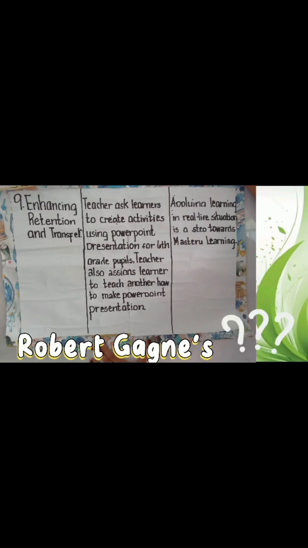The last one is applying learning in real life situations. This is a step towards mastery learning. Because when students apply knowledge in a real world or practical situation, it can strengthen memory. It helps them use their learning in different areas.